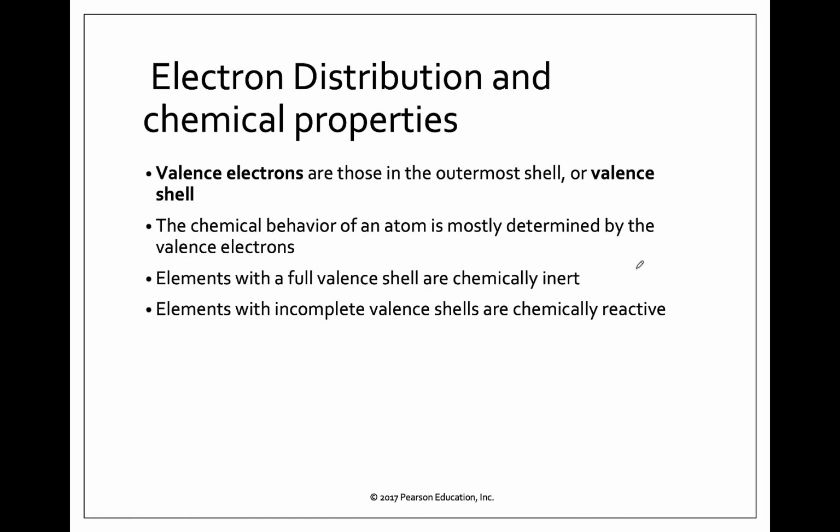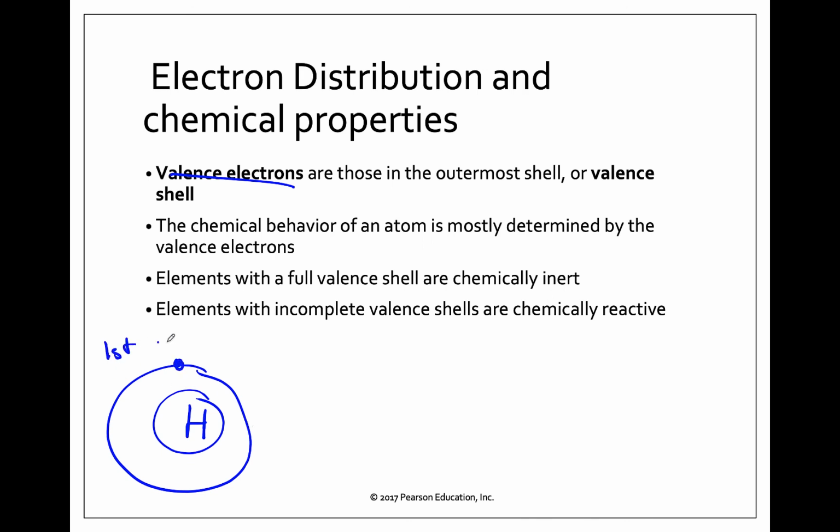So we know that there are 3 shells that we're going to see. There are more shells, but we're not going to go into that. Save that for chemistry. In any atom, the outermost shell is called the valence shell. So if I have hydrogen, it only has 1 shell with 1 electron. The first shell is my valence shell.